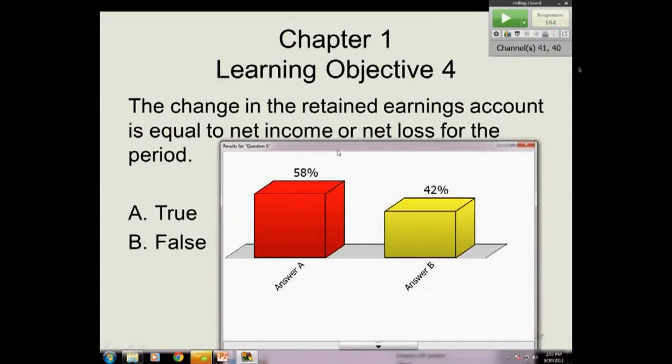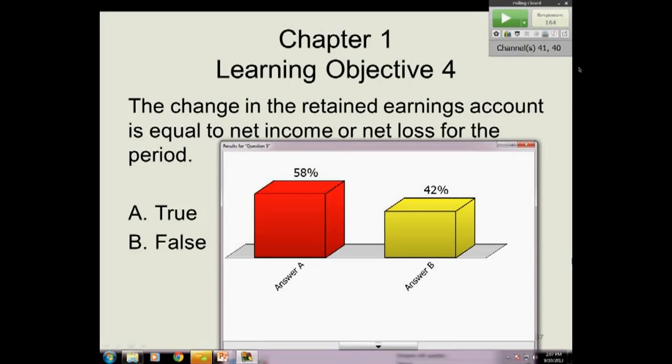All right. So let's look at the question again. The change in retained earnings is equal to net income or net loss. I didn't say a change. I said the change, and the answer is false. And here's why. There you go. The change in retained earnings is net income or net loss for the period minus dividends.